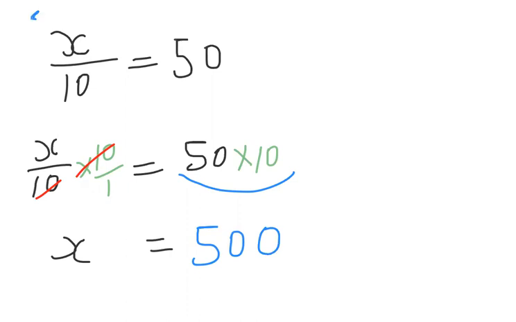Let's test it. Put the 500 in here. What is 500 divided by 10? That answer is 50. And then you know you're right.